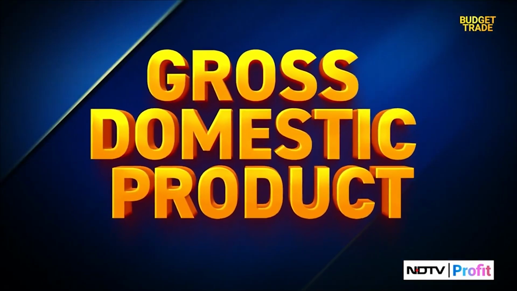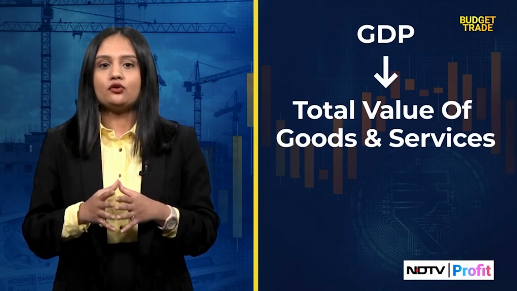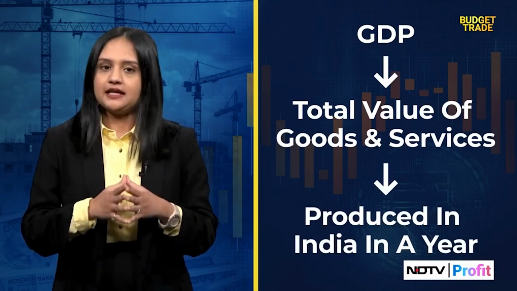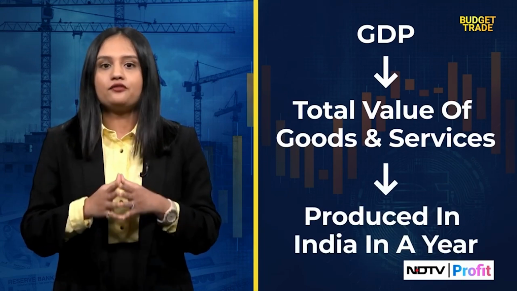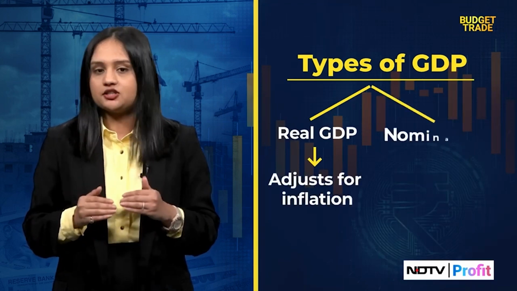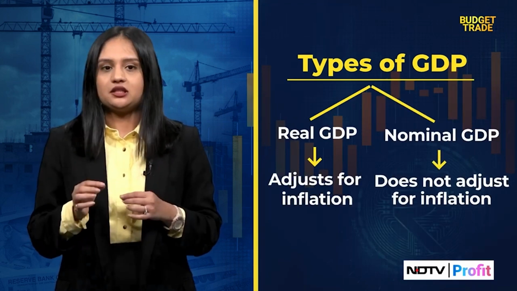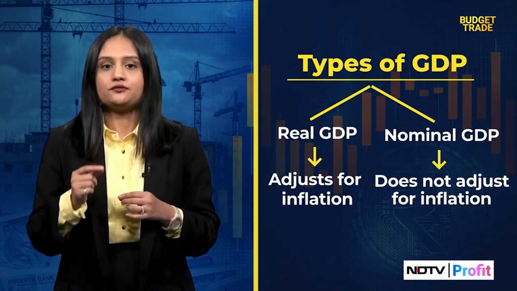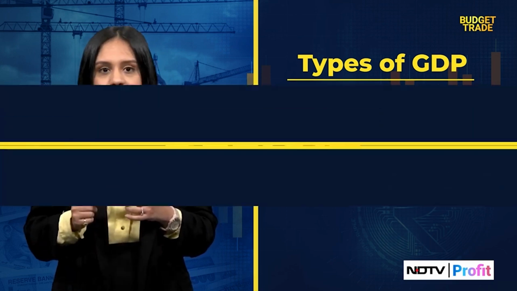Now, you've probably heard of GDP or Gross Domestic Product. This is the total value of all goods and services produced within India's borders in a year. It is a key indicator of a country's economic health. There are two types: real GDP, which adjusts for inflation, and nominal GDP, which doesn't. Real GDP gives a more accurate picture of economic growth because it accounts for changes in price levels.